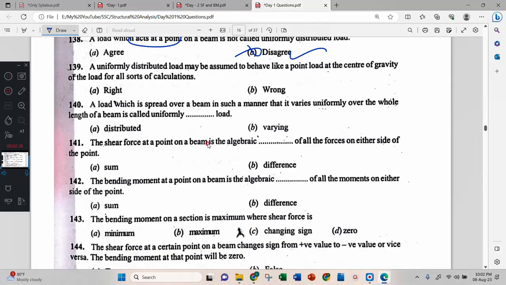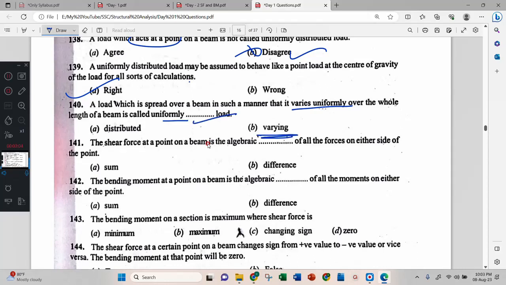Uniform distributed load is assumed to behave like a point load at the center of gravity of the load for all sorts of calculations. Correct. A load which is spread over a beam in such a manner that it varies uniformly over the whole length of the beam is called uniformly varying load.